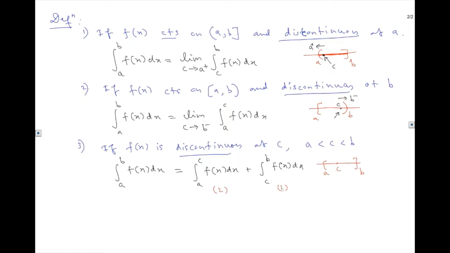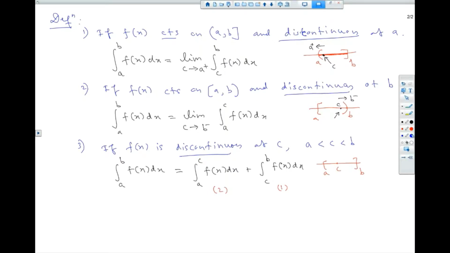If at least one of them is infinite, we say it diverges. If both are finite, we say the integral converges. So converge and diverge. If at least one of them is infinite, we say the whole integral diverges. If both are finite, then we say the whole integral converges.